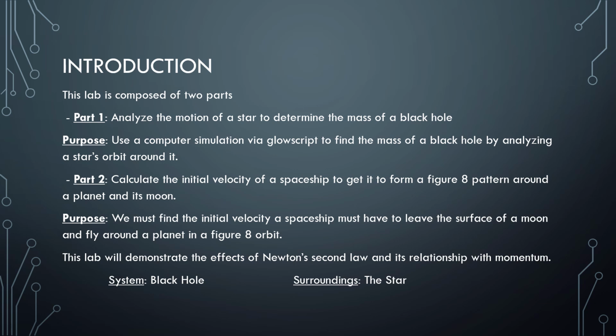In part 2, we calculate the initial velocity of a spaceship to get it to form a figure-8 pattern around a planet and its orbiting moon. The purpose of this is finding the initial velocity a spaceship must have to leave the surface of a moon and fly around the planet in a figure-8 orbit, and these demonstrate the effects of Newton's second law and its relationship with momentum. In our equations, the system is the black hole and the surroundings are the star, or the spaceship.